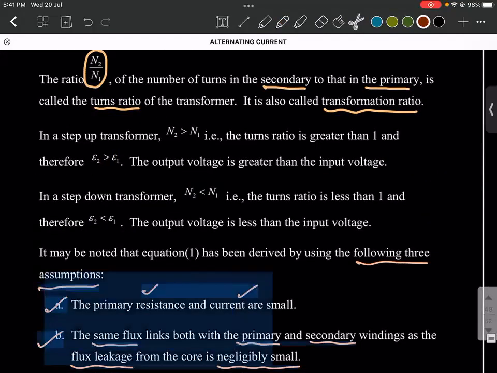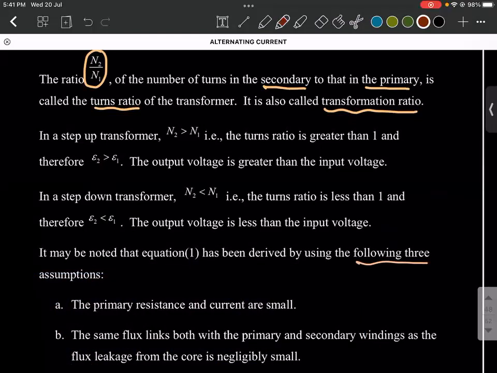So if that is going to be the scenario, then in the case of a step up transformer, what will be the turns ratio? Is it going to be greater than 1 or less than 1? Greater than 1, because N2 is greater than N1. Whereas with respect to a step down transformer, it is obviously going to be less than 1, right?